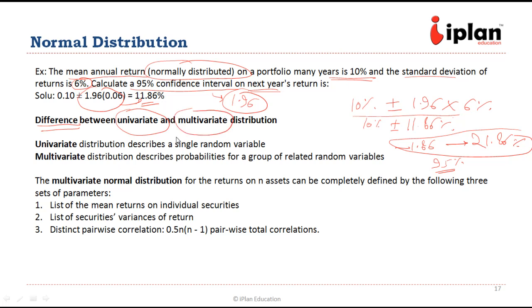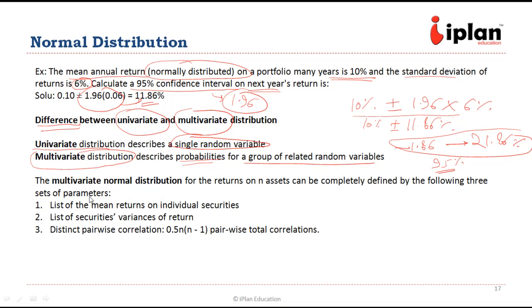As the name suggests, univariate distribution describes a single random variable, the cases which we have been considering so far, and then there are multivariate distributions where we have the probabilities of a group of related random variables.